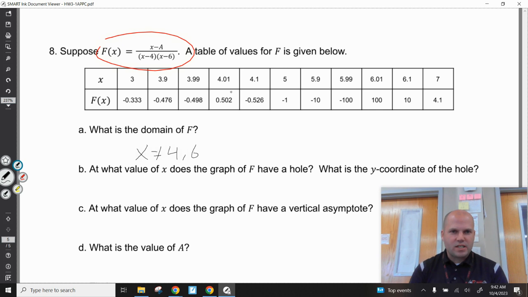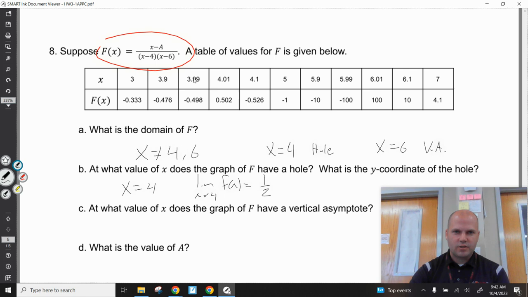What am I getting from this is, I can't plug in 4 or 6, but through looking at the table, I can tell that x equals 4 is the location of a hole. And it has a y coordinate, it's approaching 0.5, whereas x equals 6 is going to be a location of a vertical asymptote where my values are getting larger and larger. So x equals 4 is the hole. The limit as x approaches 4 of this function is going to be 0.5 or a half. I can tell my y values, as my x values get closer to 4, are getting closer to 0.5.